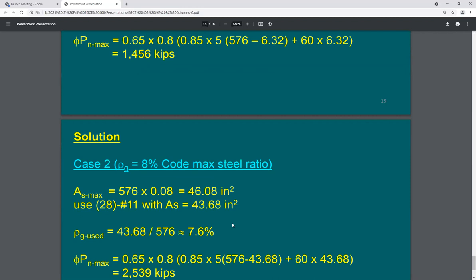Now I need to change the column size. I'm going to go maybe 24 by 30 inches, or maybe 24 by 48 inches or whatever, right? So I can deal here with the column size. So it's going to be really important that you know the range for the axial load allowed, the axial load that you can use.